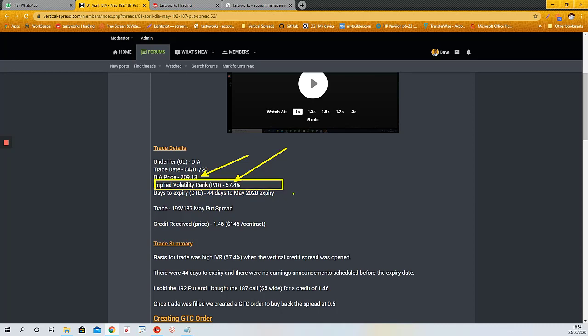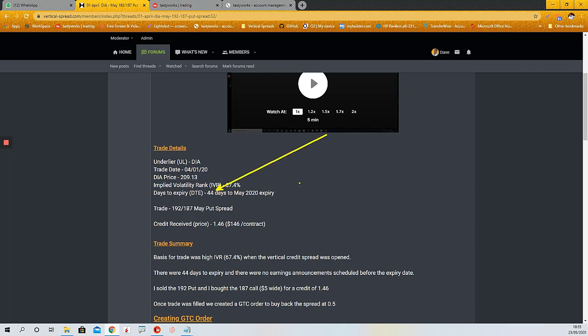It had nothing to do with my directional bias. I was neither bullish nor bearish. I didn't look at the charts to find out if it was approaching resistance or support, or if there were head and shoulders or a double bottom. But the main reason why I put on this trade was because the implied volatility rank was high. It was at 67.4%.